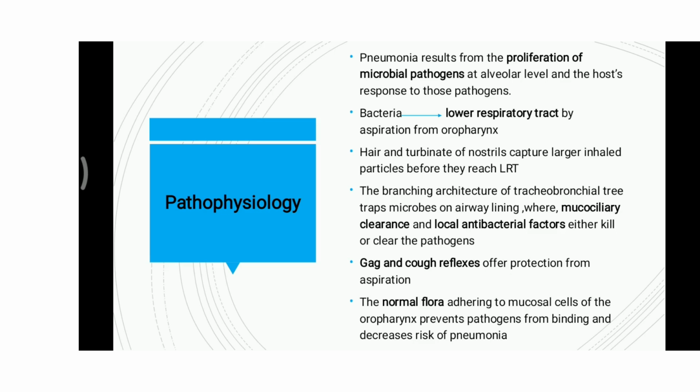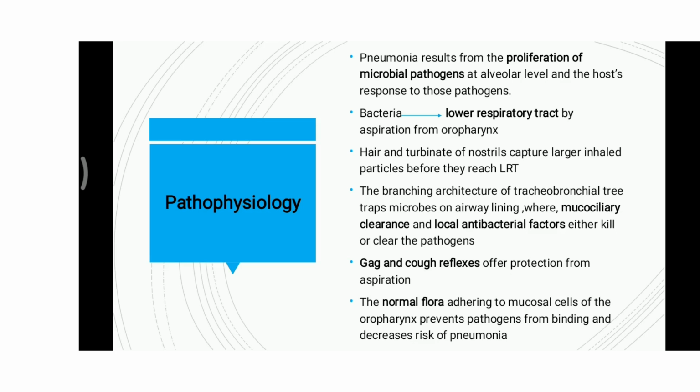So what happens exactly? We'll see now. Bacteria enter the lower respiratory tract of the host by aspiration from the oropharynx. So the first step in the pathophysiology is that bacteria will enter the lower respiratory tract, that is the larynx and pharynx, by aspiration or inspiration from the oropharynx region, meaning the oral and the larynx-pharynx region.